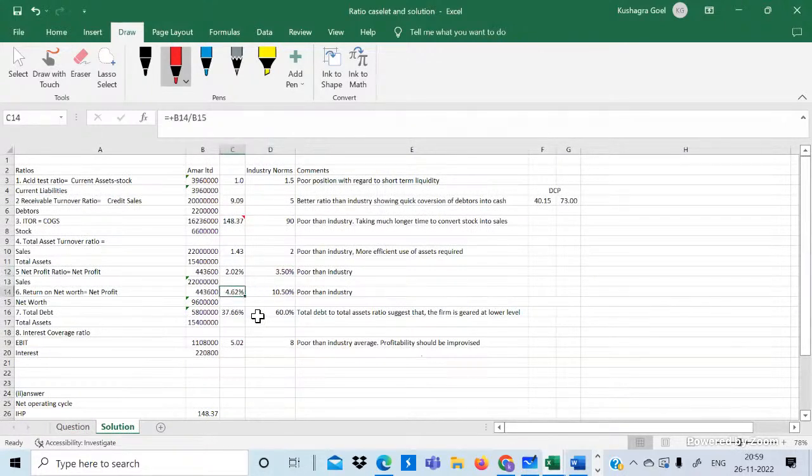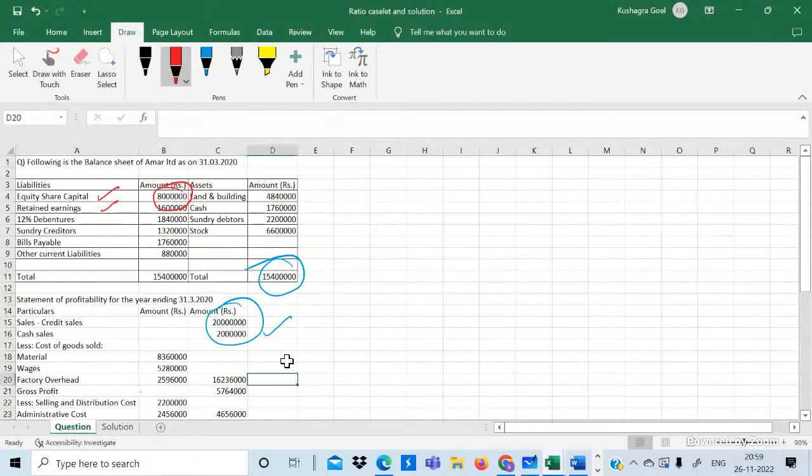That's 4.6%. Compare this with what the others are generating. Others are generating a return of 10.5%. So you are giving a return of only 4.6% to your equity shareholders, while others are giving a return of 10.5%. So again, not that great. You're lagging behind as far as the peers are concerned.